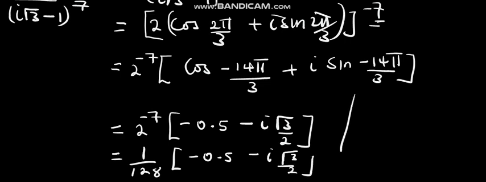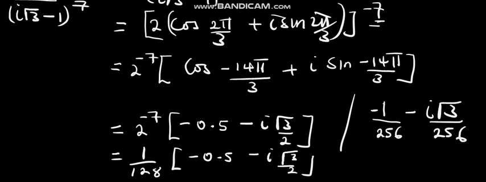When we try to simplify that, it will be negative 1 out of 256 minus i√3 out of 256. Now also you can use Pascal's triangle or the binomial theorem to prove that this one is the same as this one.